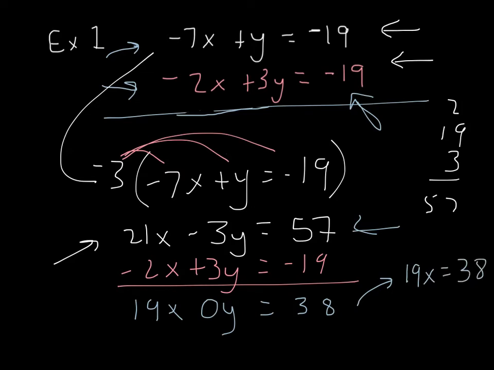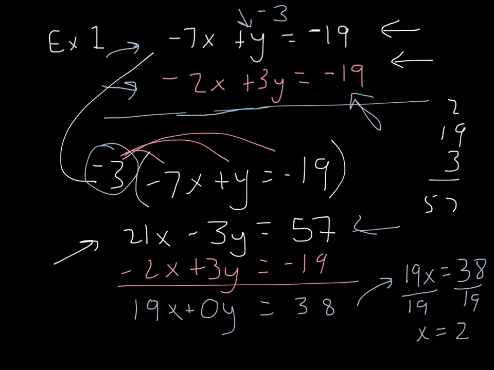Because 0y just goes away, right? 0y is nothing. So now if I continue to solve this for x, I get that x is equal to 2. So what I've done is I chose to multiply everything in this equation by -3, the top equation, because I knew that if I could get a -3 coefficient on the y, if I was to add both equations, my y's would cancel. I could have done something similar to cancel out the x's, but nothing really worked nice with the 7 and the 2.